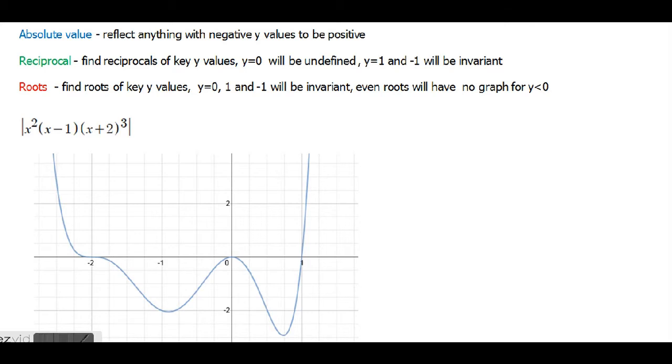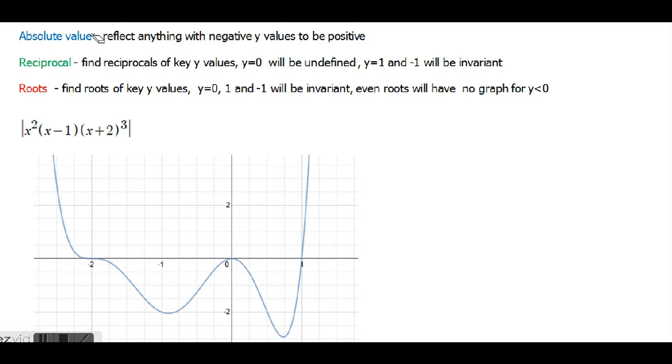Welcome to a video on how to do absolute values, reciprocals, and roots of polynomial functions. So let's start off with how to do absolute value of a function first. For absolute value, you basically have to think about all the y values that are negative will become positive, and all the y values that were positive will remain positive, by definition of what absolute value does to the graph.